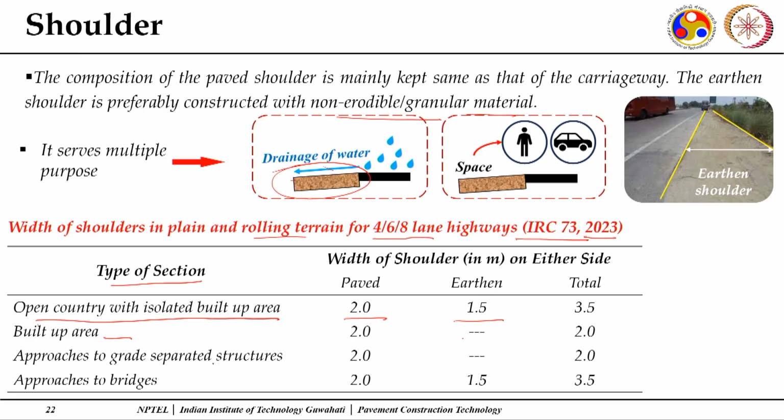If built up areas are there, you can avoid earthen shoulders. Approaches to grade separated structures, which are separated at different grades, have only the paved shoulder. Approaches to bridges, we are mentioning 2 meter is the paved shoulder and 1.5 meter is the earthen shoulder.